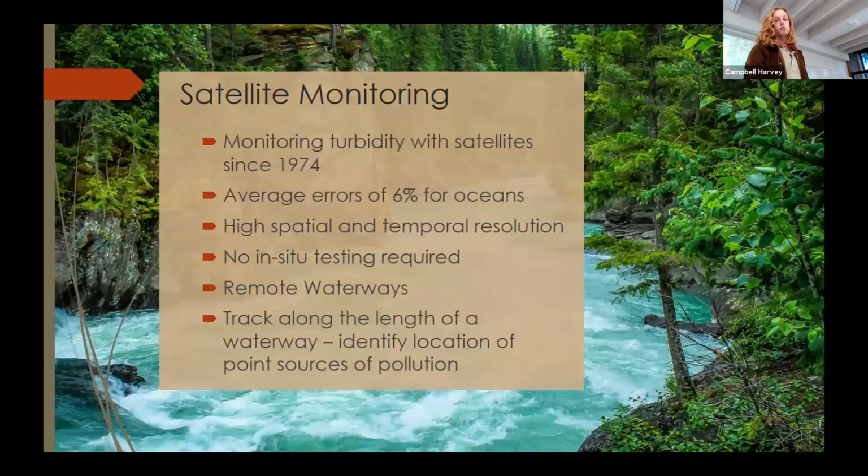Well, we've been able to do it since 1974 with these ocean color satellites, and we've gotten pretty good at it. So we are getting an average error of about 6% between your in situ and your estimated turbidities across really, really big areas, which is awesome. And we are developing these really high spatial and high temporal resolution data sets, because every time we get an image, we can also get a turbidity estimation. There's no in situ testing required, and we can also get to remote waterways or really hard to access places without having to actually go there ourselves. And there's also the possibility to track along the length of a waterway. So say, for example, if you track down the length of a river, you could see the points where the turbidity changes, and perhaps that way you might find a point source of pollution.